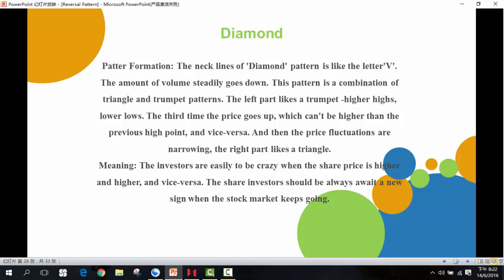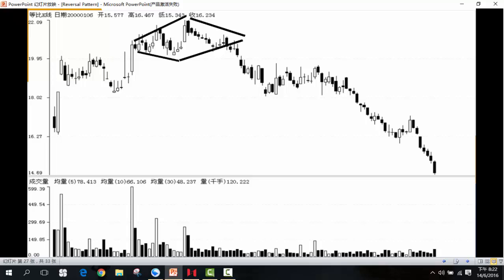The meaning is that investors easily go crazy when the share price is higher, right? The share price gets higher and higher, and vice versa. Investors should always await a new sign when the stock market keeps going. Okay, then we can see this one.